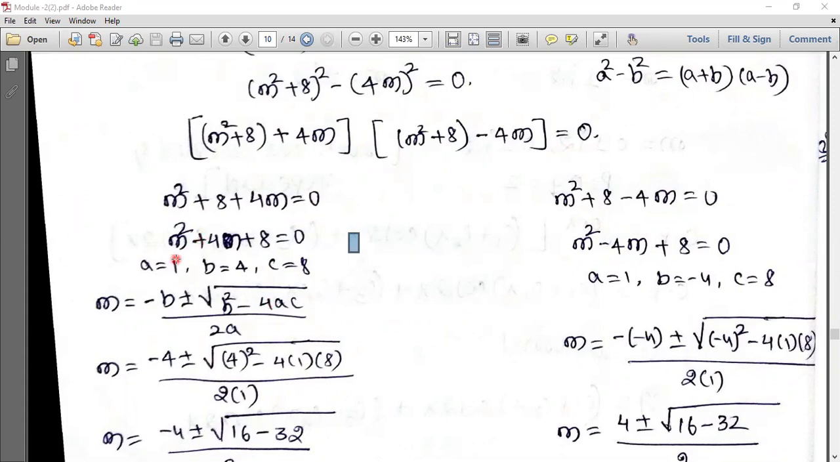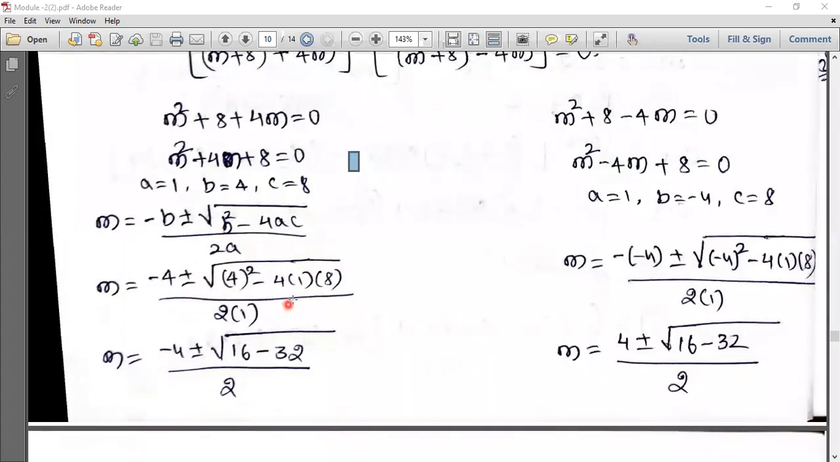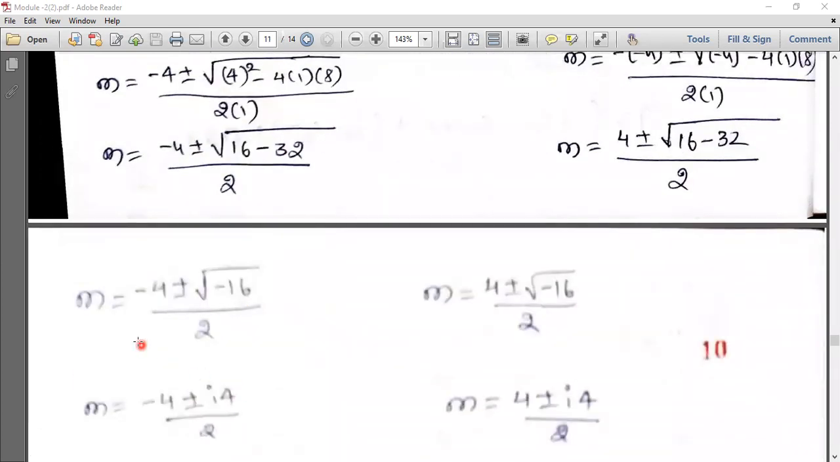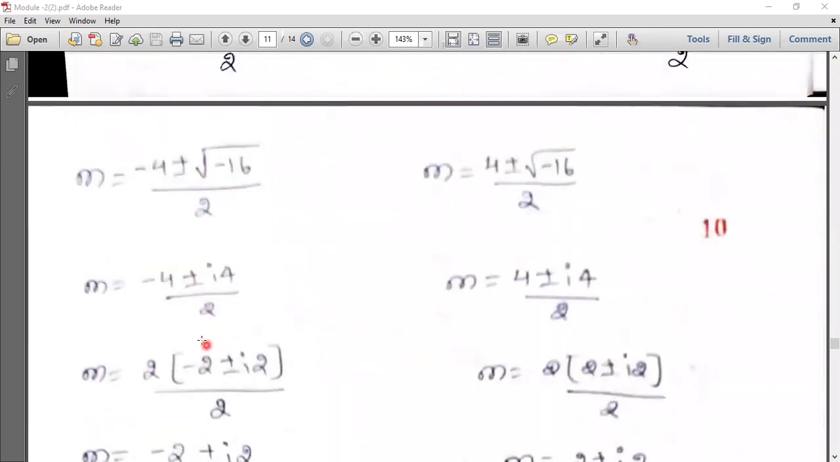So a is equal to 1, b is equal to 4, c is equal to 8. Apply in the formula: minus b plus or minus square root of b square minus 4ac divided by 2a. So minus 4 plus or minus square root of 4 square minus 4 into 1 into 8, divided by 2, where a is 1 here. So minus 4 plus or minus square root of 16 minus 32 divided by 2. So m equal to minus 4 plus or minus square root of 16 divided by 2.